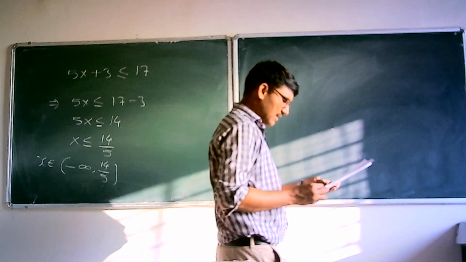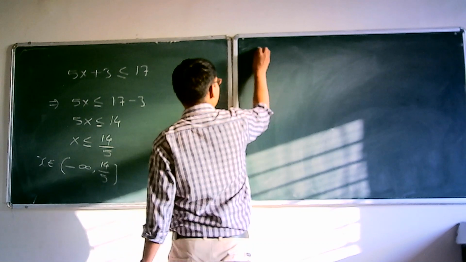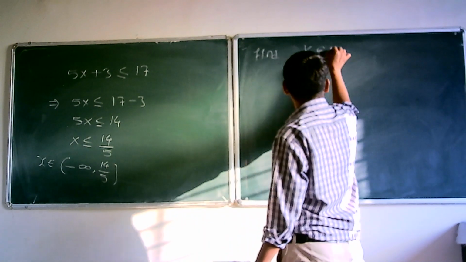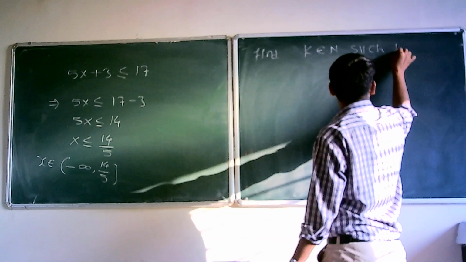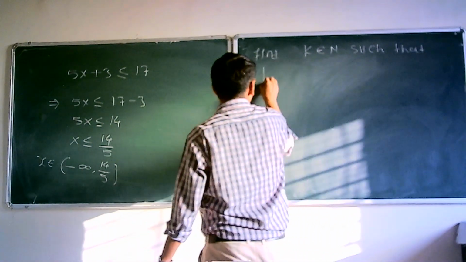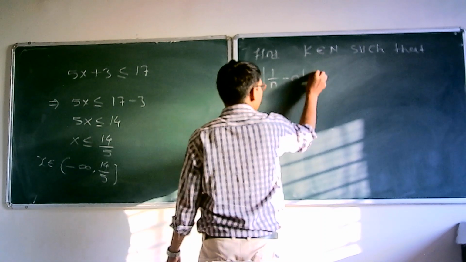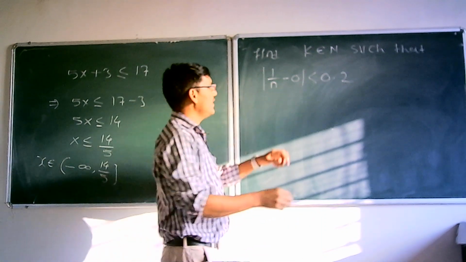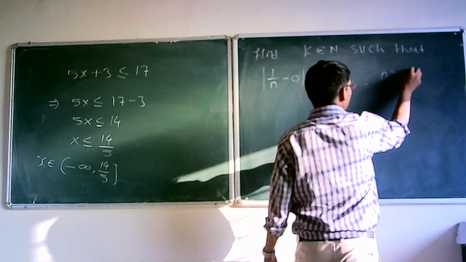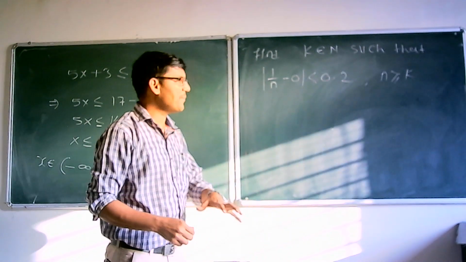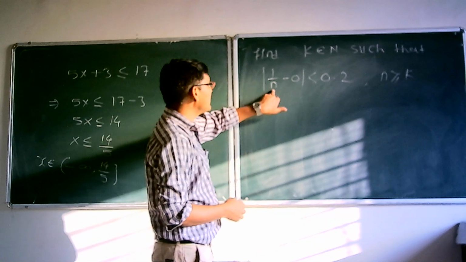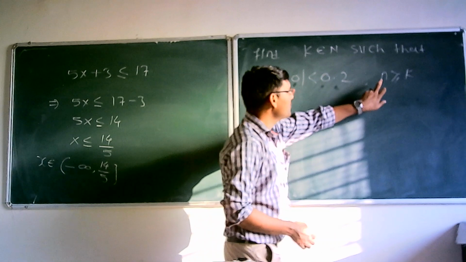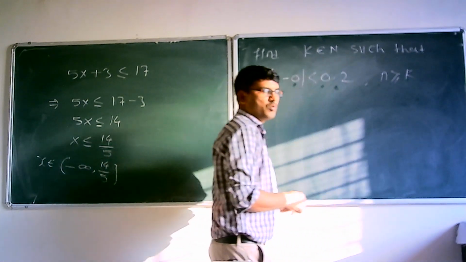Now take one more example. Now find k belongs to N such that modulus of 1 upon n minus 0 is less than 0.2. What to determine? What is the n for n greater than or equal to k. So we have to find the value of k such that the distance between the sequence and the limit is less than epsilon. Epsilon is 0.2 if we choose all n which is greater than or equal to k.